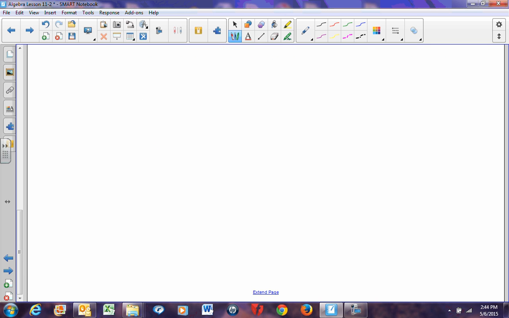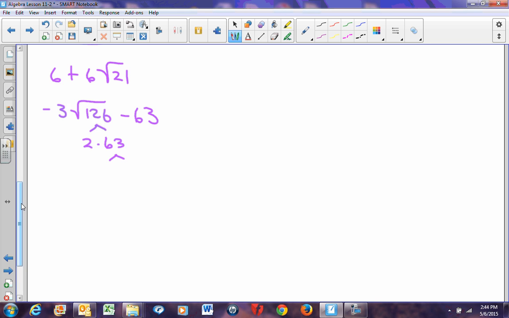Okay, to do that, I'm going to have to look and see if the square root of 126 breaks down. 21 is 7 times 3, so I know it doesn't break down. The 126 is divisible by 2. It's 2 times 63. And 63 is, again, 63 is not 6 times 9. It's 9 times 7. 9 is 3 times 3. So this would be 3 square roots of 21.